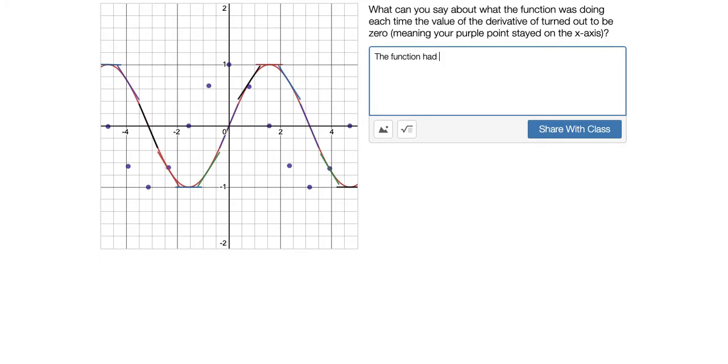The phrase we're going to use a lot throughout this year is horizontal tangent. The function had a horizontal tangent at those x values. Some of those points were min, and some were maxes. I'll use the actual word. Minimums isn't a word. Minima is the way you pluralize minimum.